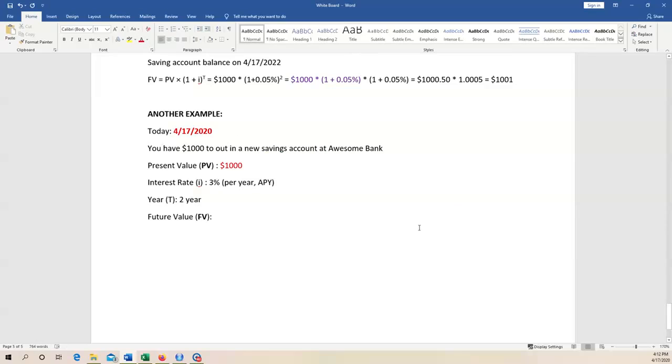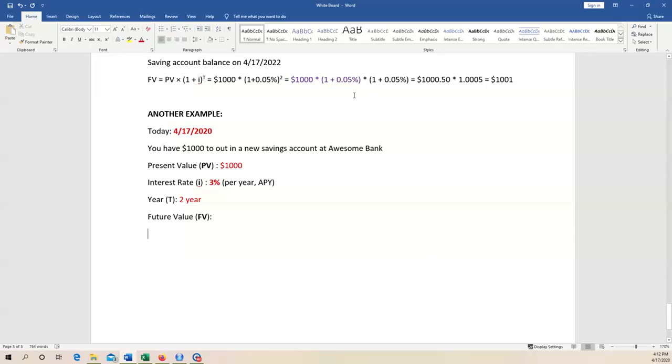Now the interest rate is 3%. That is the annual interest rate, which means 3% per year, much higher than the previous Wells Fargo example. Suppose you want to leave $1,000 in your new savings account for 2 years. So the time length is 2 years. Question: what is the 2-year-ahead future value of your 1,000 US dollars? In other words, what is the balance of your savings account at the awesome bank on April 17th, 2022?